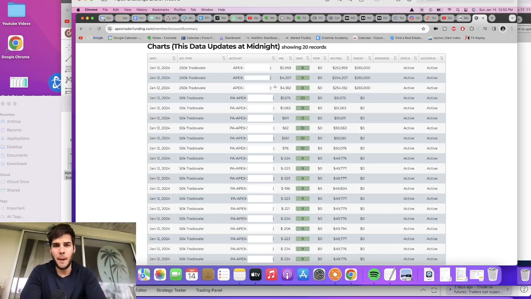But basically, going over this real quick. You can see the first three accounts of the 250K accounts, we've got to get them to 265K. So they're basically at 254. We need 11,000 more to get to the profit target, to get it to a PA account. And then the first withdrawal will be when we get these accounts to about 53,000. I'll be looking to withdraw some money.